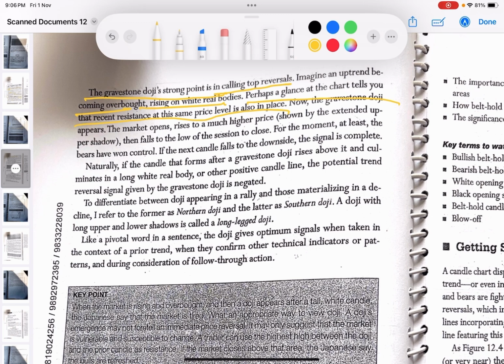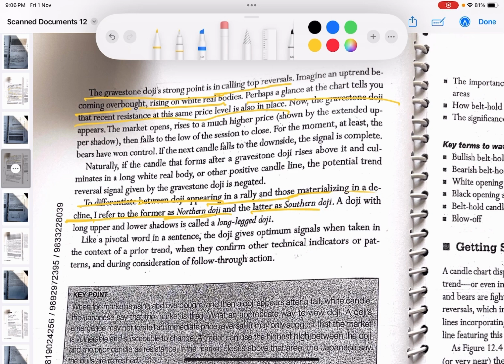To differentiate between doji appearing in a rally and those materializing in a decline, I refer to the former as northern doji and the latter as southern doji. So a northern doji is formed in the north, above, and a southern doji is formed below, in a downtrend. That's the difference between the northern and the southern doji. Don't get confused if there's a question in the exam asking what a northern doji or a southern doji is. It's just this.